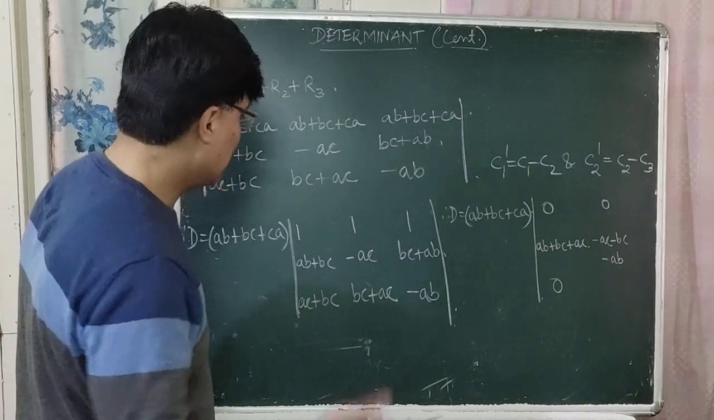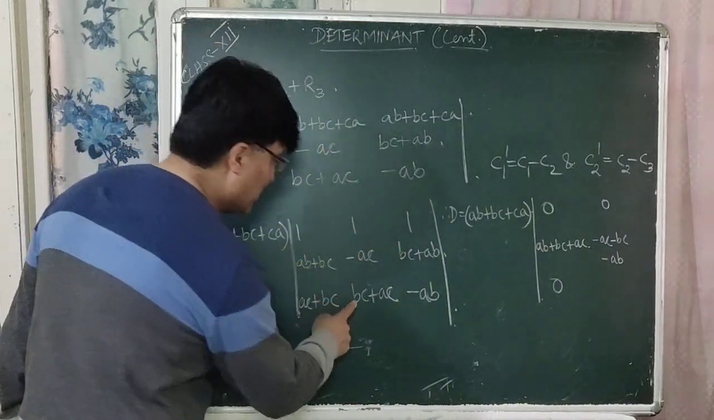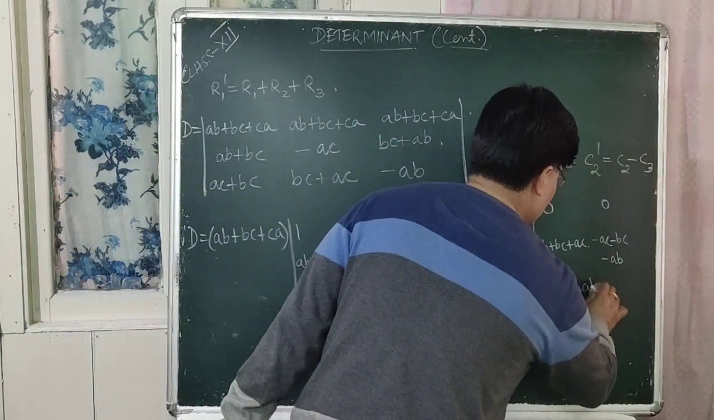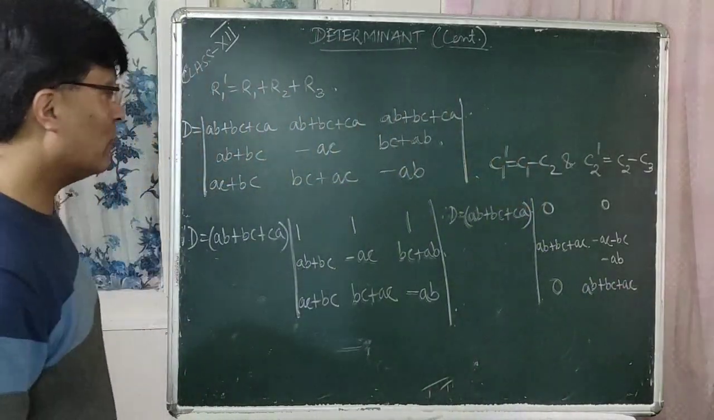Right? Next one is, what is C2 minus C3? BC plus AC minus, minus plus AB, that is AB plus BC plus AC.